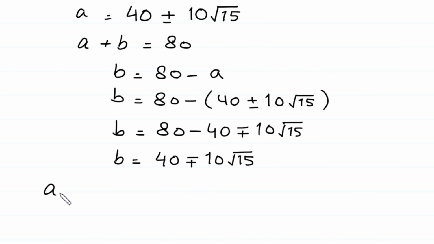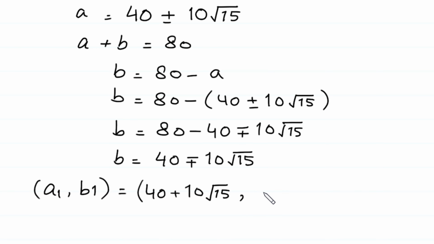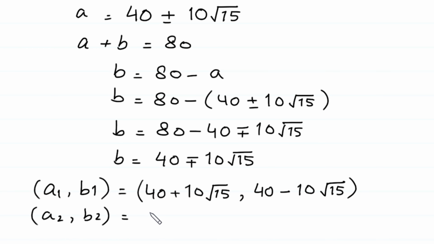So the values of a1, b1 are: the value of a1 is 40 plus 10 times square root of 15, and value of b1 is 40 minus 10 times square root of 15. And values of a2, b2 are: value of a2 is 40 minus 10 times square root of 15, value of b2 is 40 plus 10 times square root of 15.